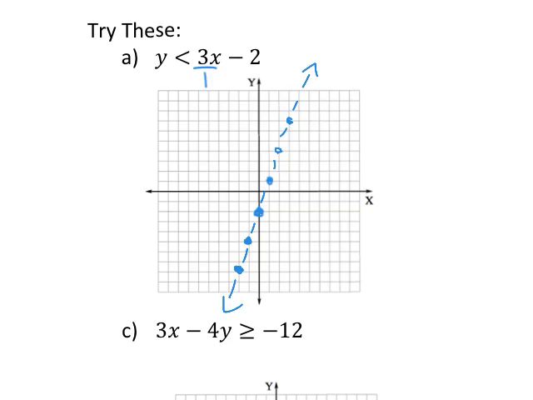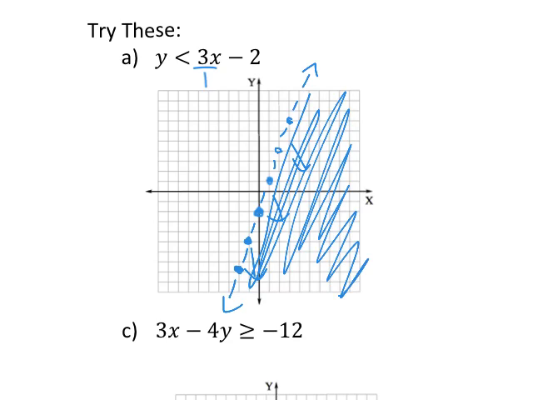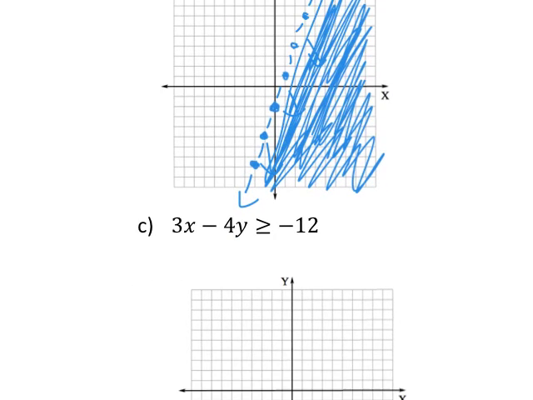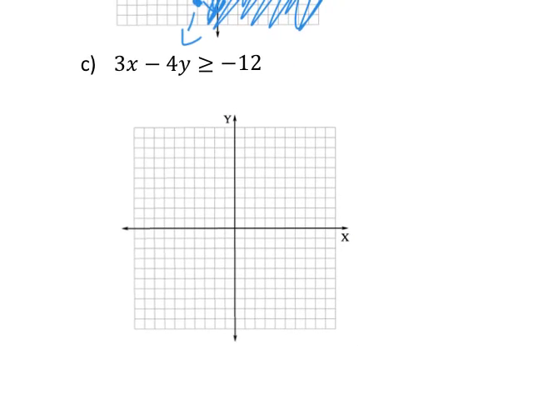Okay? But I do need my shaded region. It says y is smaller, so I'm going to go down from my line and shade this area. So any ordered pair inside that shaded area is fine to use. In this particular case, we can't use the border line, but everything in that shaded region can. Okay?